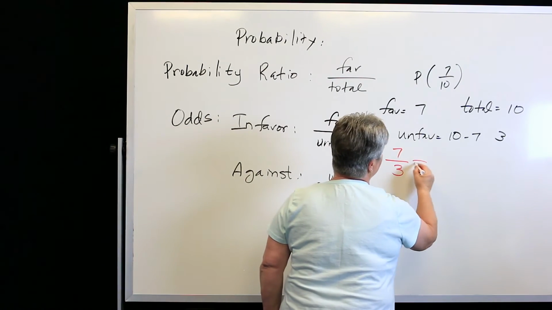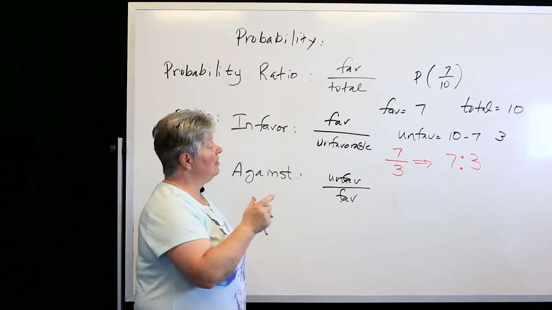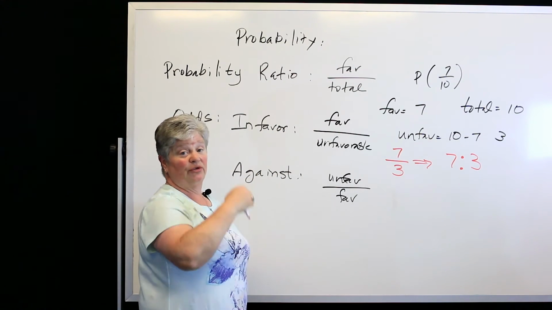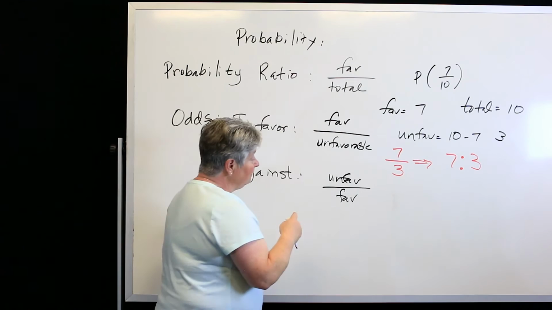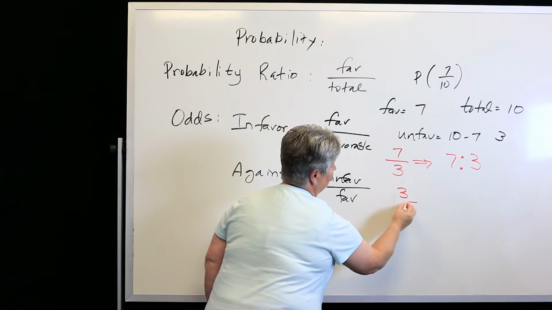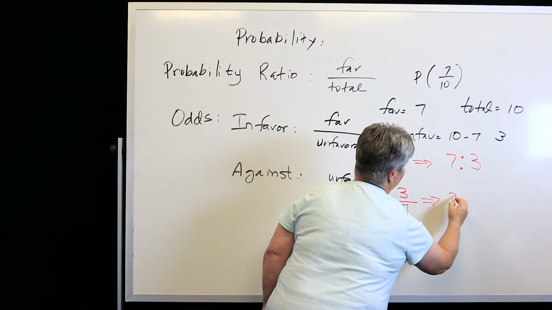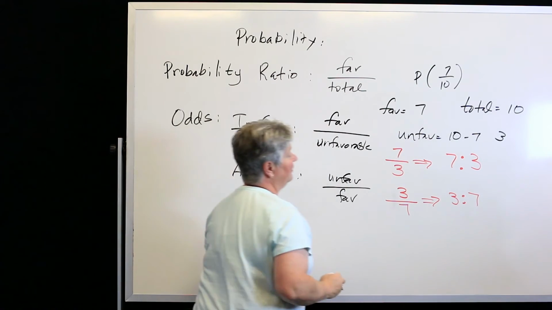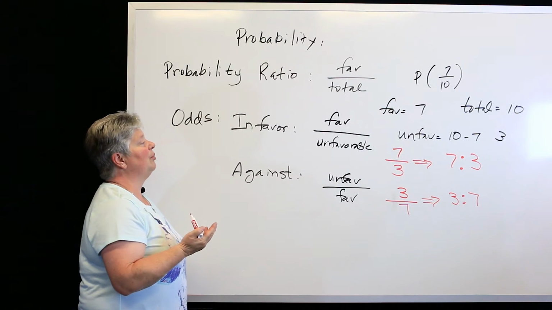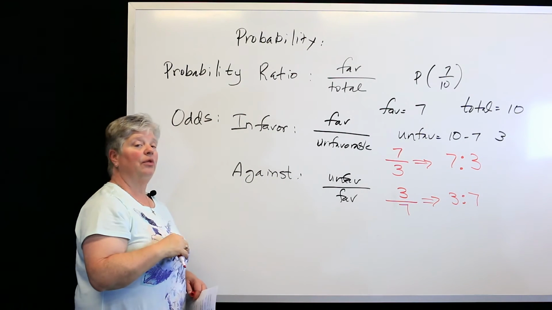Or sometimes you'll see this written like this. All right, because the whole thing tells us the total, but it's really a ratio of favorable to unfavorable. So it's kind of part to part. If I want to know the odds against, it's going to be 3 ways it won't happen and 7 ways it will. Or we could write this as 3 to 7. So when we're dealing with odds and probability, basically, if we know any one of those ratios, we know all three.